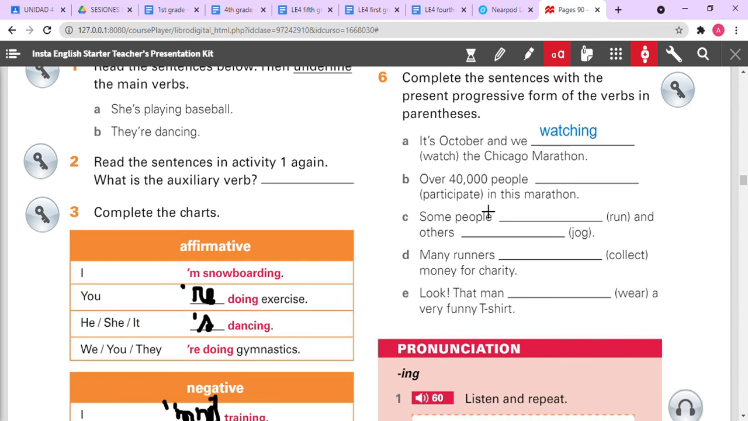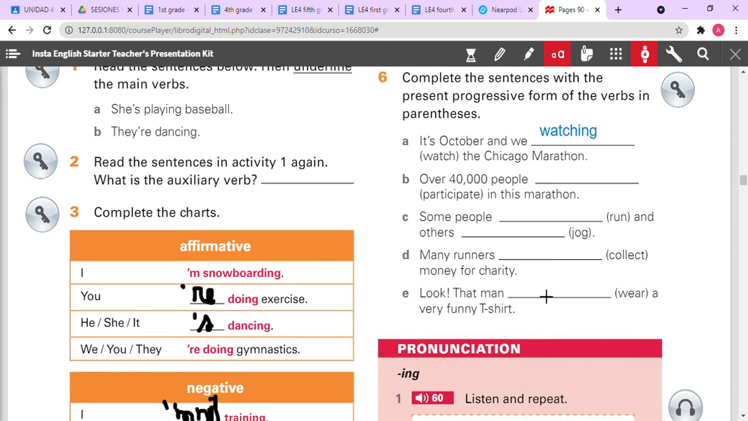Okay, participating. Some people, between parentheses, run, and others jog. Consonant, vowel, consonant, consonant, vowel, consonant. The last consonant repeats. Running and jogging, with double N and double G. Perfect. Many runners collect money for charity. Yeah, collecting. Perfect. Look, that man wearing a very funny t-shirt.